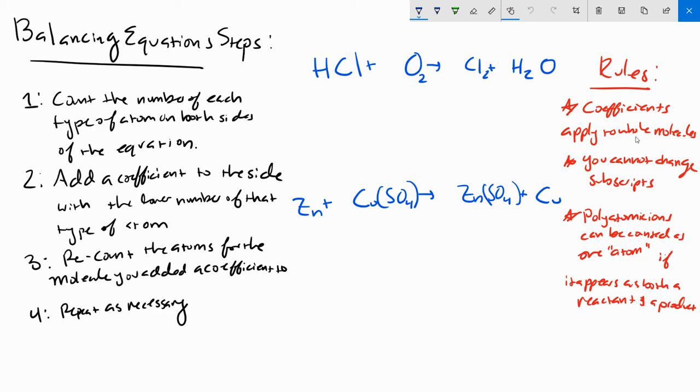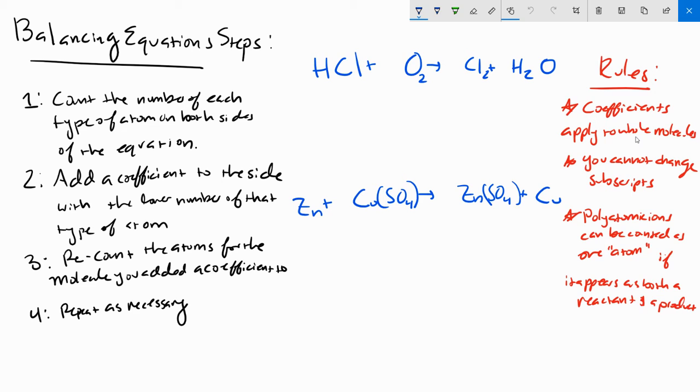I have 3 rules that you need to keep in mind. The first rule is that coefficients apply to the whole molecule, okay? Second rule is that you cannot change subscripts. They're there for a reason, leave them. Last rule is more of a suggestion, is that polyatomic ions can be counted as one, like, quote, atom if it happens to be on both sides of the equation in that form. So I'll show you an example where that works out.